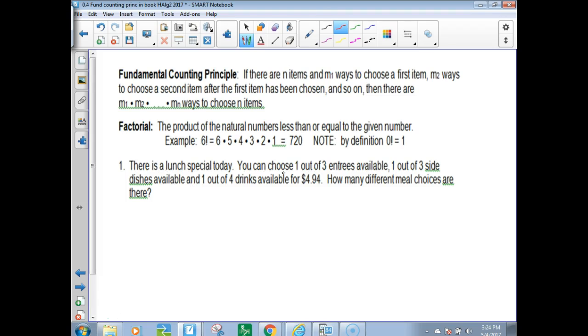There's a lunch special today. You can choose 1 out of 3 entrees available, 1 out of 3 side dishes available, and 1 out of 4 drinks available. How many different meal choices are there? Well, how many choices do you have for an entree? 3. How many choices for a side? 3. How many choices for drinks? 4. So you multiply those possibilities to get the total number of meal combinations that you can come up with. That's 36.